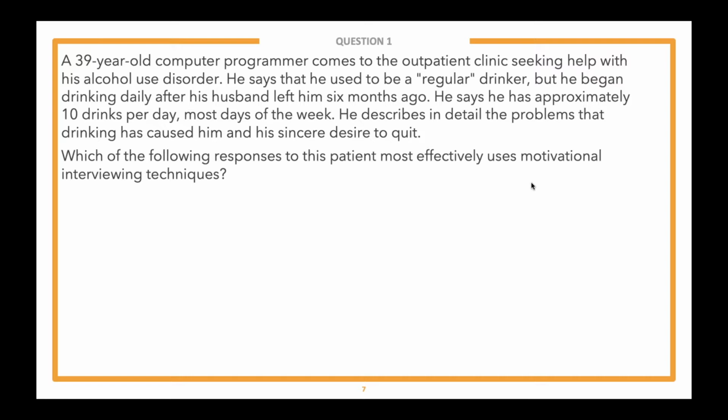Thank you, Sean. So what we're going to do is go ahead and show you what we think are the important clues in this vignette and the lead-in.